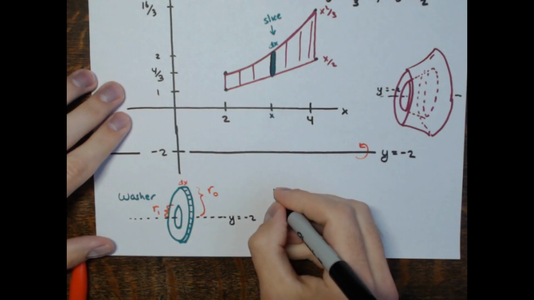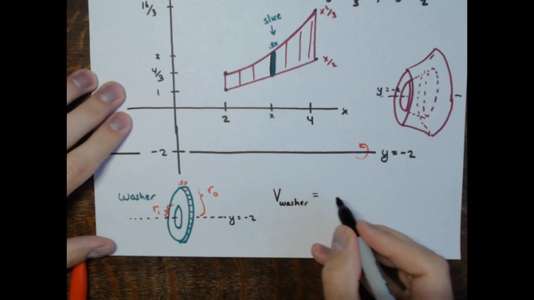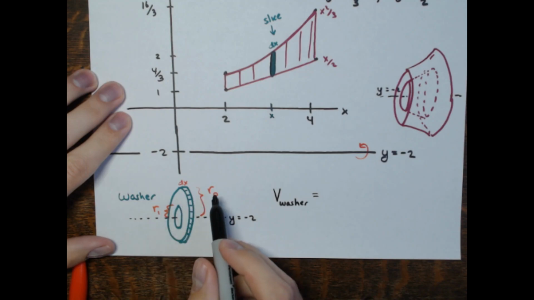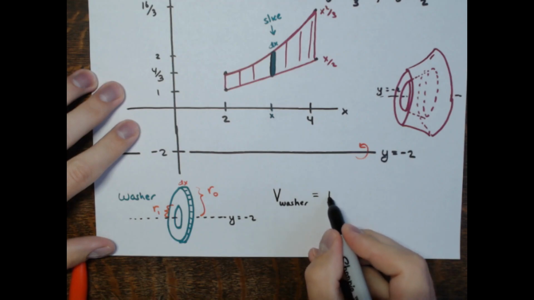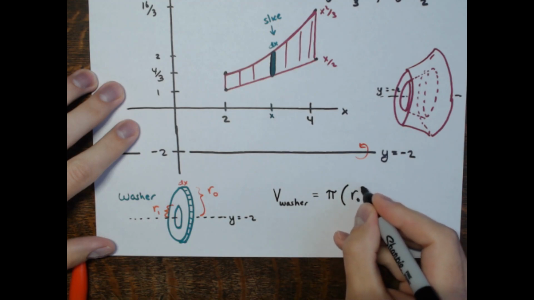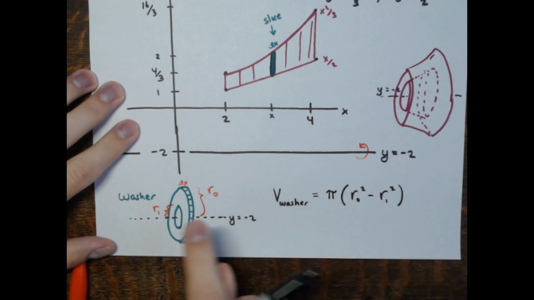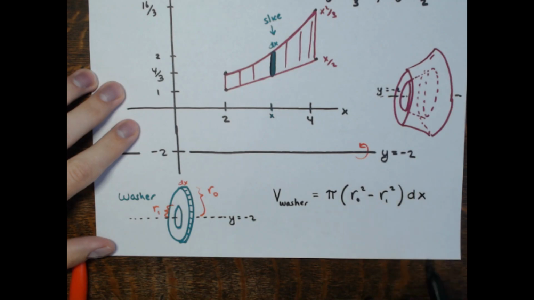And the volume of a washer. So again, it's the area of the face, which is the area of the big circle, so pi times RO squared, minus the area of the little circle, pi times R1 squared. Notice both of those have pi in common, so I'm going to factor that out. So you have pi times the quantity, outer radius squared minus inner radius squared. There's the area of the face, the area of the cross section. And then times the thickness, here it's dx. And sometimes it might be dy.